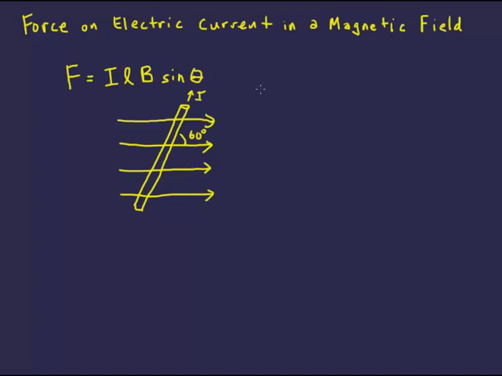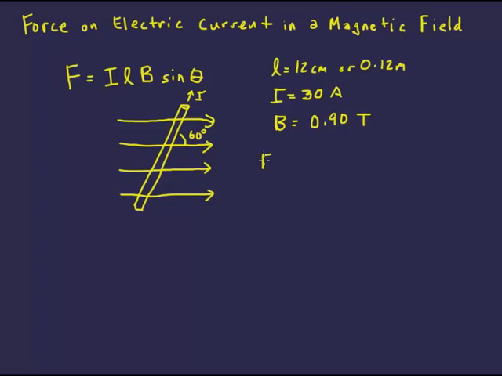Let's say that the length of the wire is 12 centimeters, which we know is 0.12 meters. Let's say the current is 30 amperes. And finally, let's say that the size of the magnetic field is 0.90 Tesla. All we'd have to do is put those numbers together and multiply them along with the sine of that angle, 60 degrees, and we would get the size of the force.